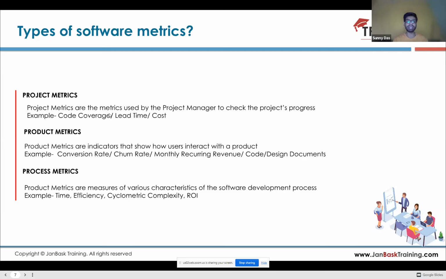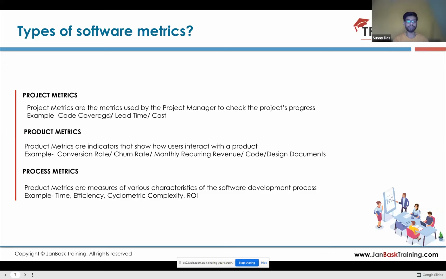Then what is the monthly recurring revenue? What is the code or design documents? So these are the different kinds of metrics that product-based companies will have. And as a tester, I don't think you will have any involvement in these kinds of metrics, because this is mostly management and sales metrics.